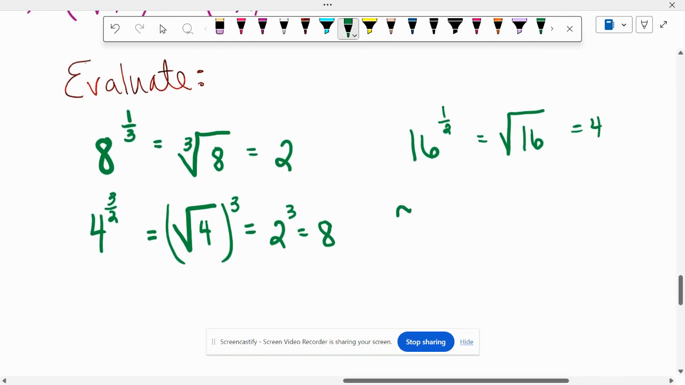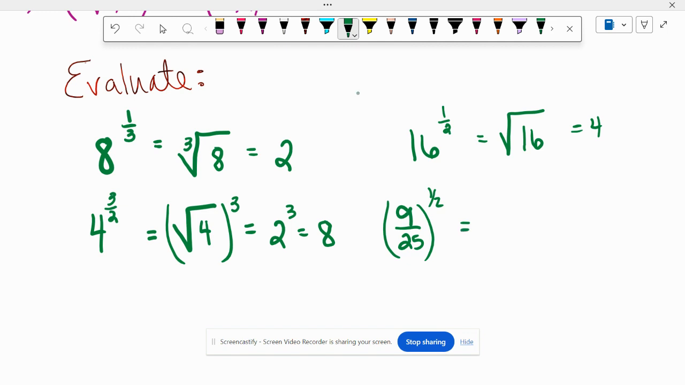Okay. 9 over 25, and the whole thing is raised to the 1/2 power. So that's the same thing as saying, hey, what is the square root of... Oh, that's not 1/2, is it? It's 3/2. Sorry. 3/2 power. So it's like saying, hey, what is the square root of 9/25? And then take that and cube your answer.